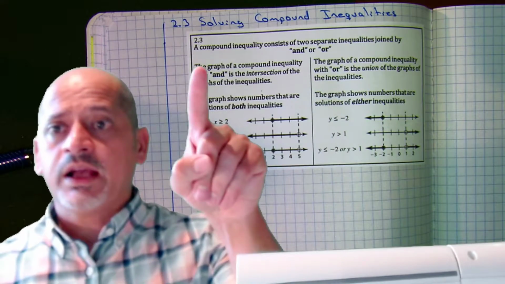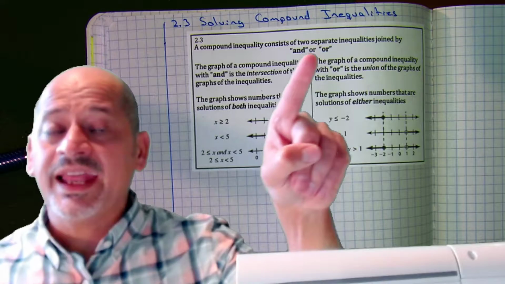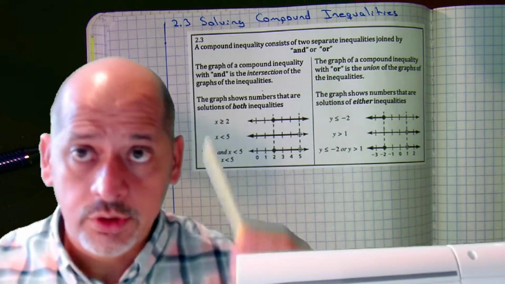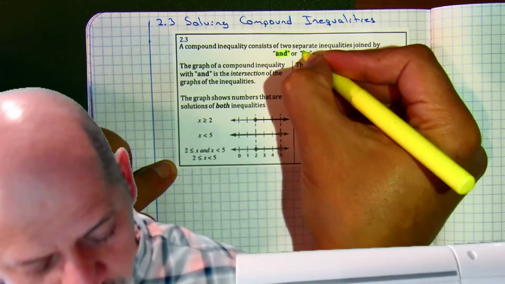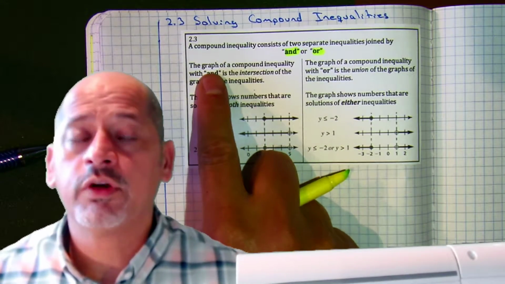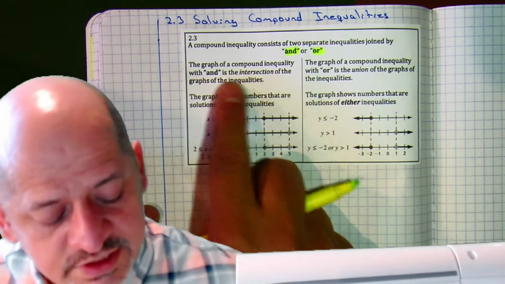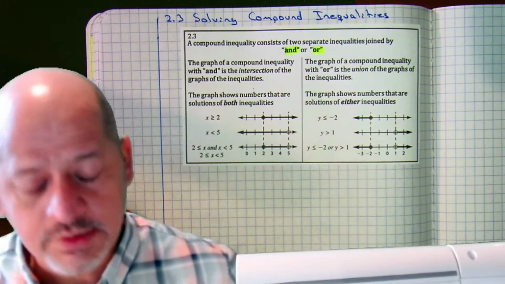So a compound inequality consists of 2 separate inequalities that are going to be joined by an and or an or. So let's go and highlight. So it's going to be either an and or an or. So let's start with the and. The graph of a compound inequality with an and is the intersection of the graphs of the inequalities.